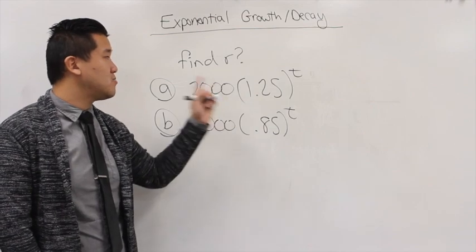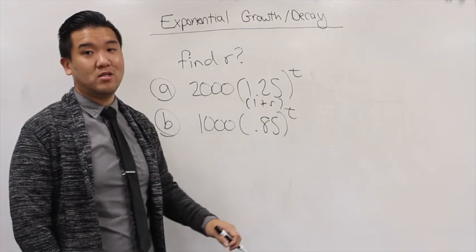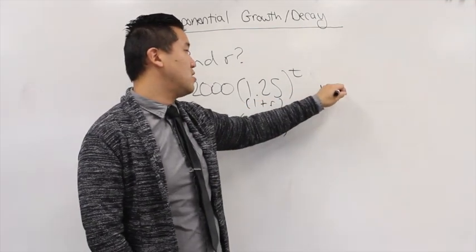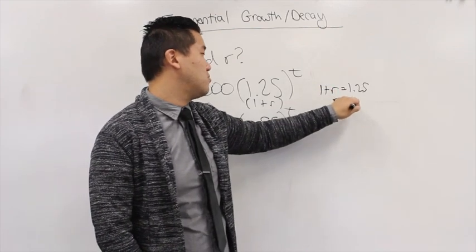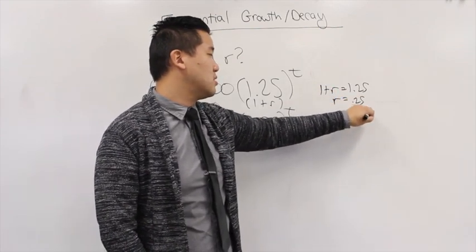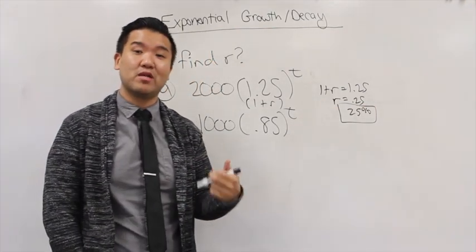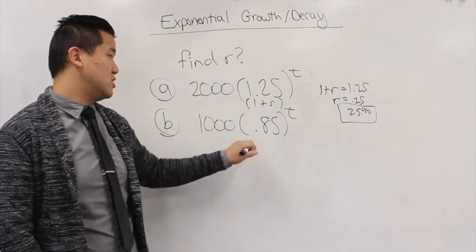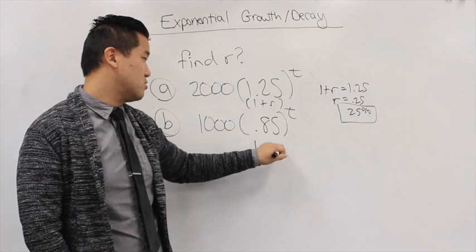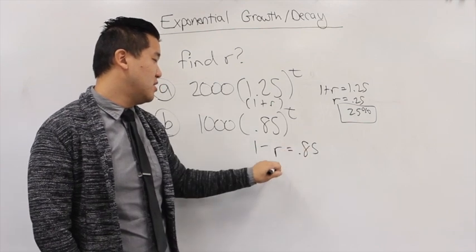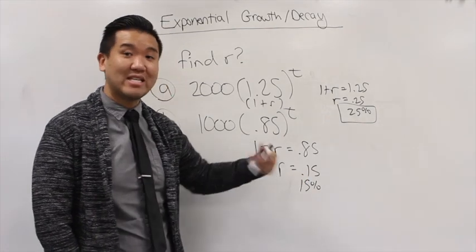Okay, what is my R? So here, remember, it's 1 plus R. If you want to set up an equation, 1 plus R equals 1.25 and solve for R, that's okay. So R is 0.25, so it's 25%. We're increasing something by 25%. Here, it's a decay because it's less than 1, so it's 1 minus R equals 0.85. If you solve for R, it's 0.15, which is a 15% decrease.